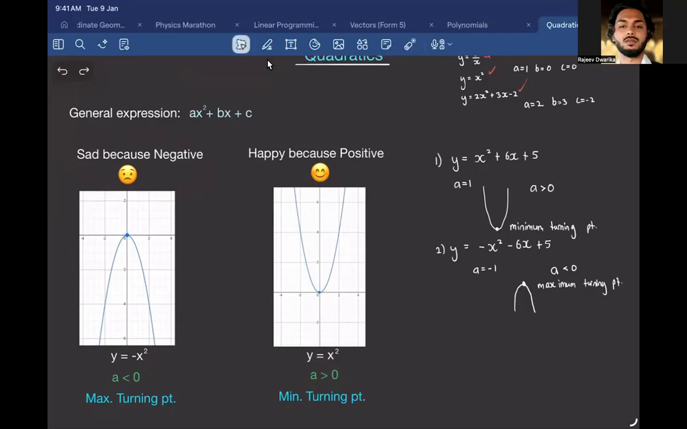You all want me to keep these scribbles in the notes or get rid of it? So you can leave it as an option. Okay, sir. I will do that then.